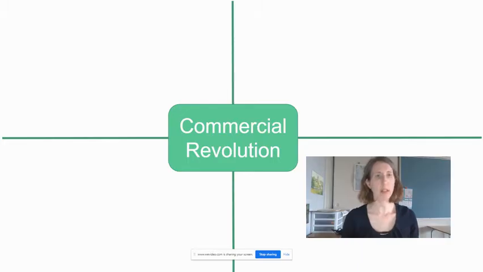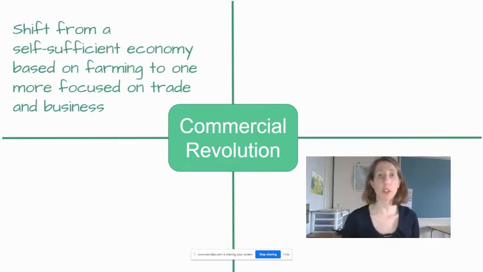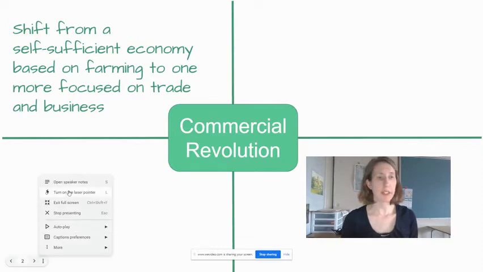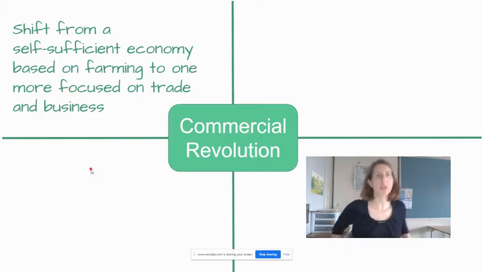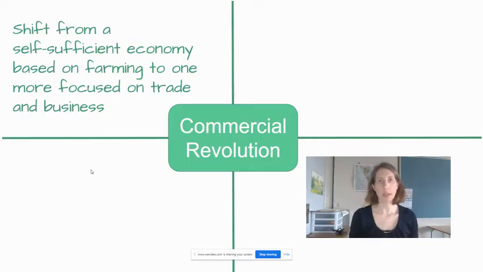All right, so the first box that we have is the definition of the commercial revolution. So you're going to write that definition in the top left-hand corner of your note sheet. It was a shift in Western Europe from a self-sufficient economy based on farming, right? So one where most people lived on manors, where they were growing most of their food, very little trade, to one that was more focused on trade and business. So international trade and the development of independent businesses.